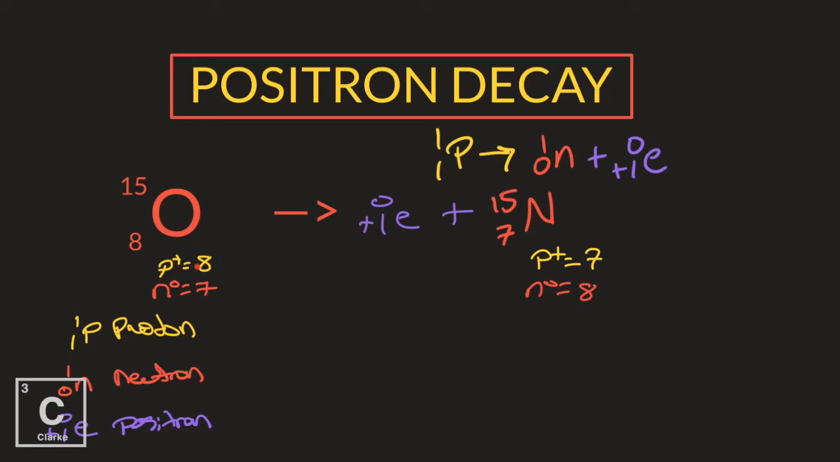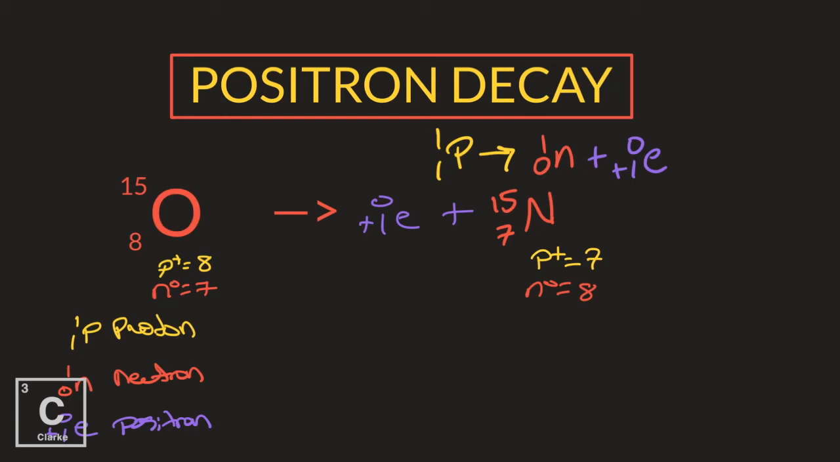So in this example, we had 8 protons and 7 neutrons for a mass number of 15. Over here on the product side, we had 7 protons and 8 neutrons. Again, 7 and 8 for that 15. So it's really important to understand what's happening in each type of decay so you know whether your proton number is increasing or decreasing and your neutron number is increasing or decreasing.